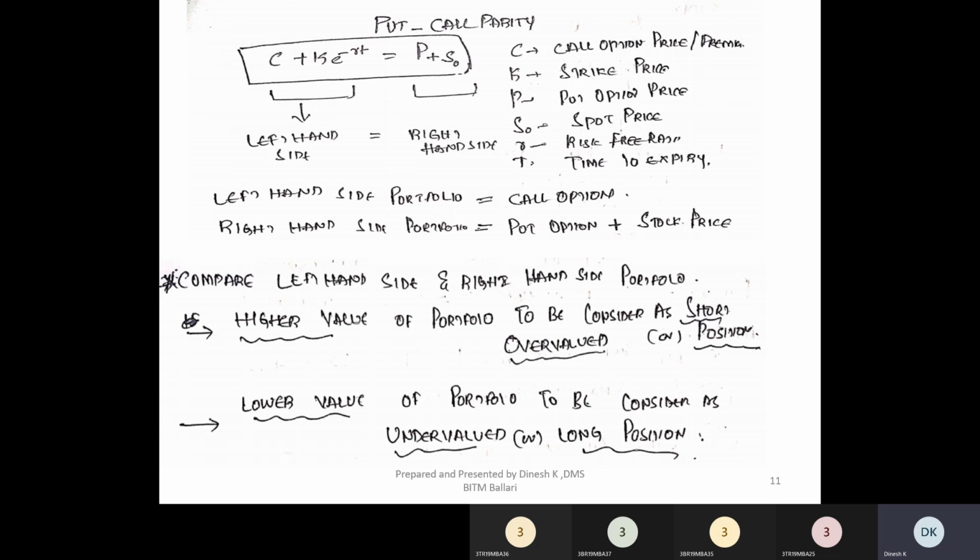Suppose you want to take a long position on a put option. When you take a long on a put option, are you going to receive the premium, or are you supposed to pay the premium?